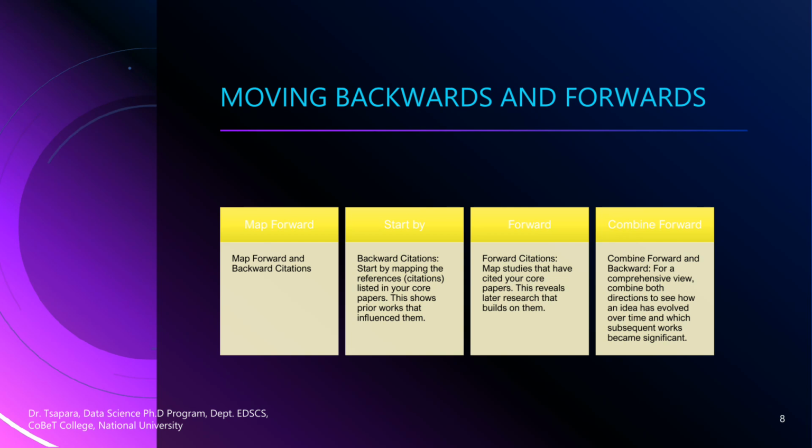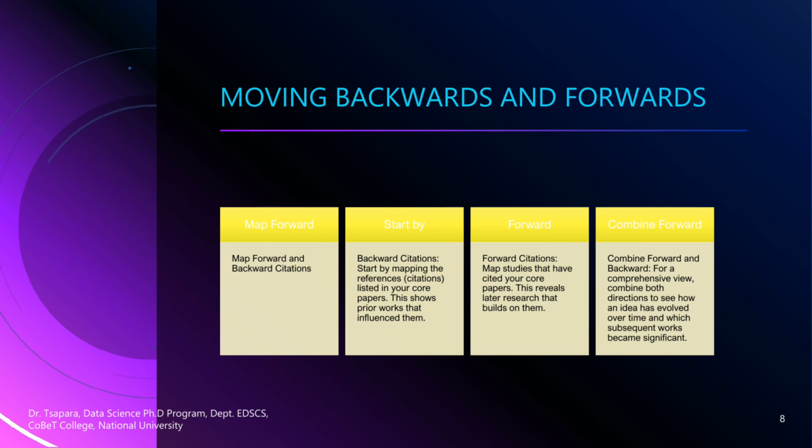Then examine forward citations. These are papers that cited your core articles. This helps you uncover how ideas have evolved, what research built upon them, and where the conversation is headed. By combining both forward and backward mapping, you gain a comprehensive view of how knowledge has developed over time. You'll see not just where ideas came from, but also how they've shaped future work.